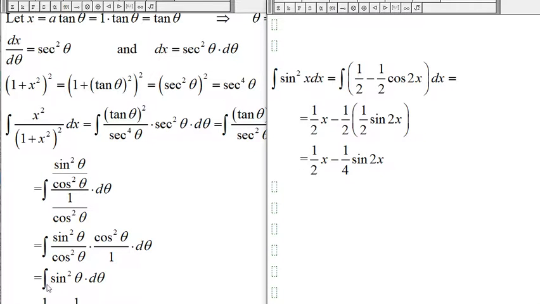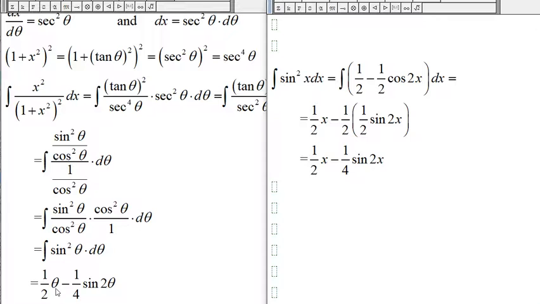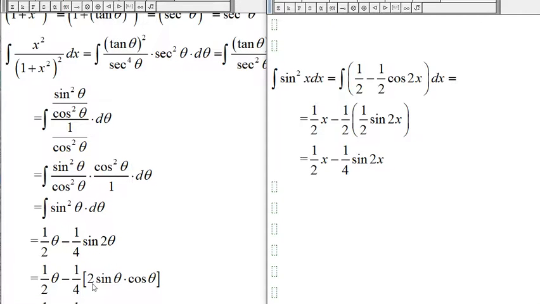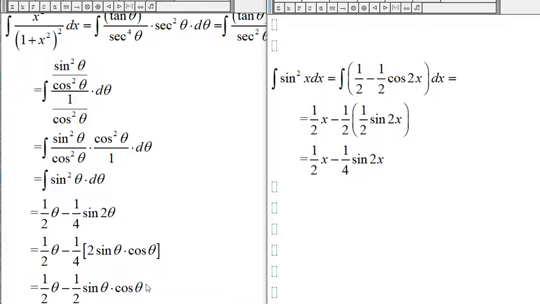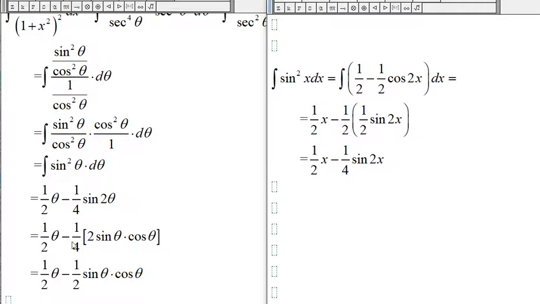So the integral of sine squared of theta, instead of x, we have theta. So we have 1/2 theta minus 1/4 sine of 2 theta. And recall from trigonometry identities, sine of 2 theta is 2 times sine of theta times cosine of theta. So we get 1/2 theta, and then 1/4 times 2 is 1/2, sine of theta cosine of theta.